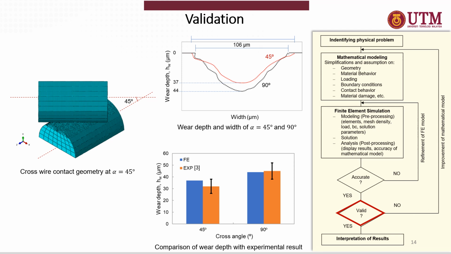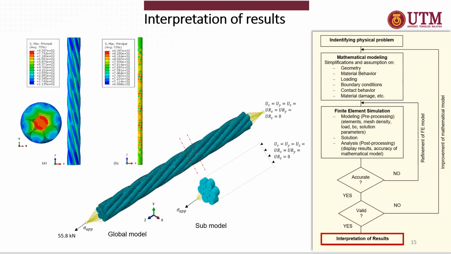So for example here, the blue one is the finite element results and the orange one is the experimental results. Since you see here that the simulation results fall within the range of the experimental results, then we can say that the finite element result is valid. So now we know that it is accurate, it is valid, then we can only interpret the results. So what we can do now is expand the simulation, simulate all the things that we want.